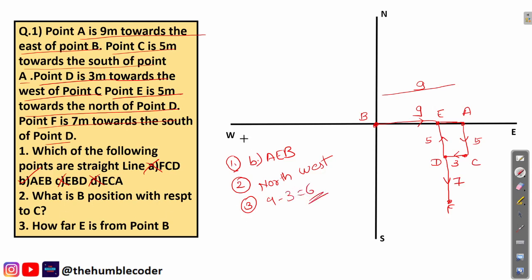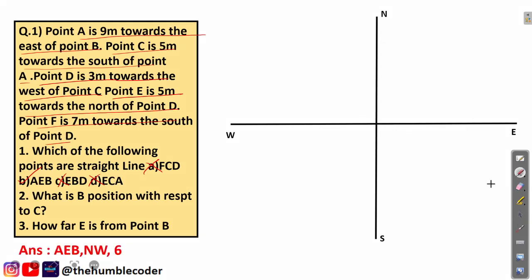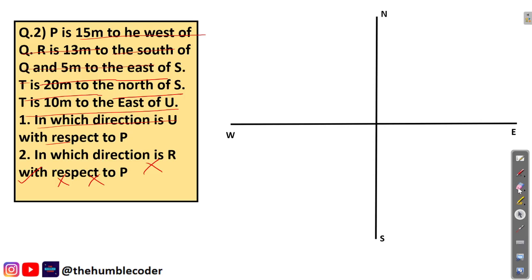So we have solved these 3 questions. Now let's move ahead with our next question quickly. We have this next question on our screen, that is question number 2. Let me clear the screen first.